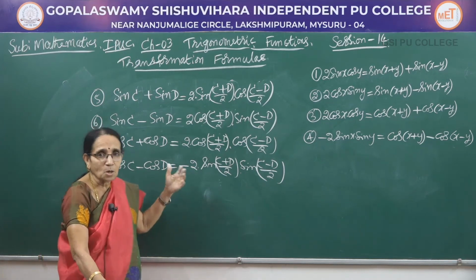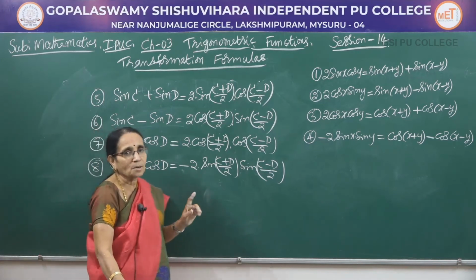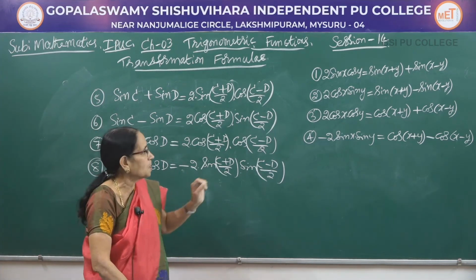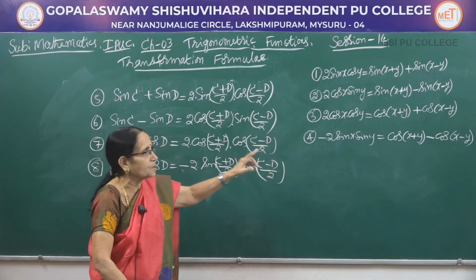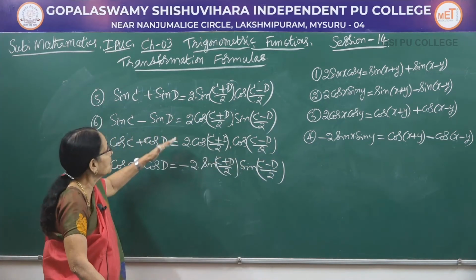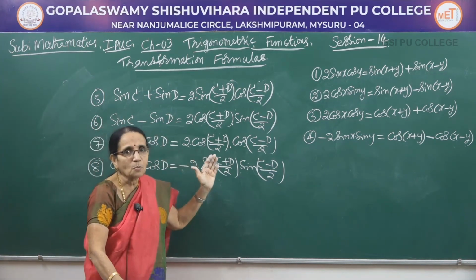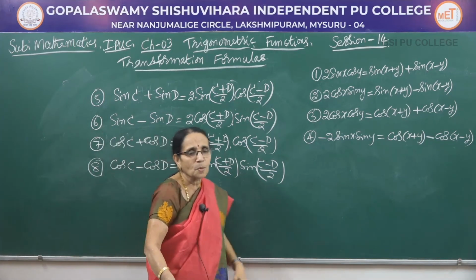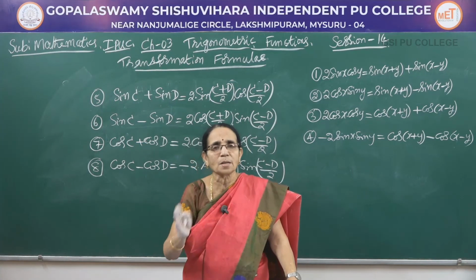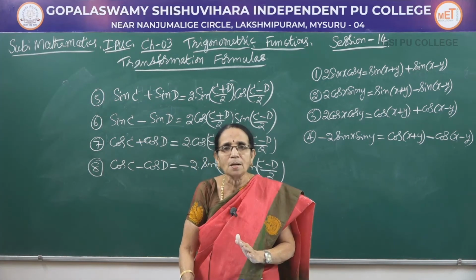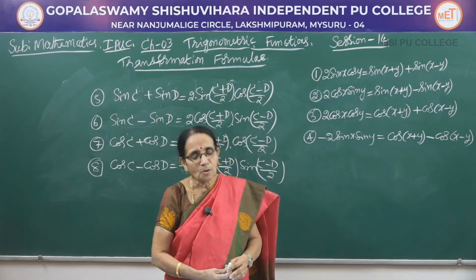So I told you it is not a rule, but it's a hint to remember these formulae. These are known as the 8 transformation formulae. The first 4 convert the product into either sum or the difference. The second set of 4 formulae convert the sum or the difference into respective products. They are known as transformation formulae, as I already told you, because they transform one form to another form, sum or difference to product and vice versa.